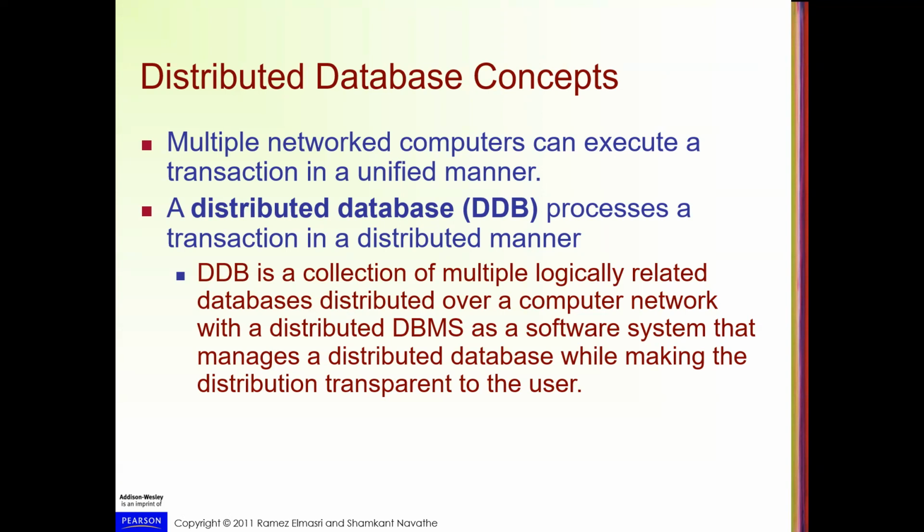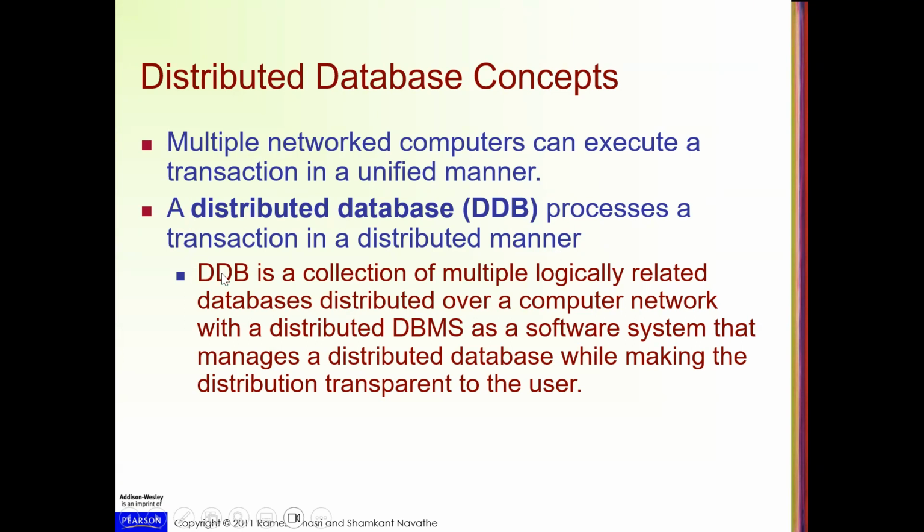And how do we define it? We define it as multiple networked computers that can execute a transaction in a unified manner. Now, we are talking in terms of a transaction. Here, the distributed database is also called DDB. DB stands for database, and the first D stands for distributed. What does it do? It processes a single transaction or multiple transactions in a distributed manner. What do we mean by this?